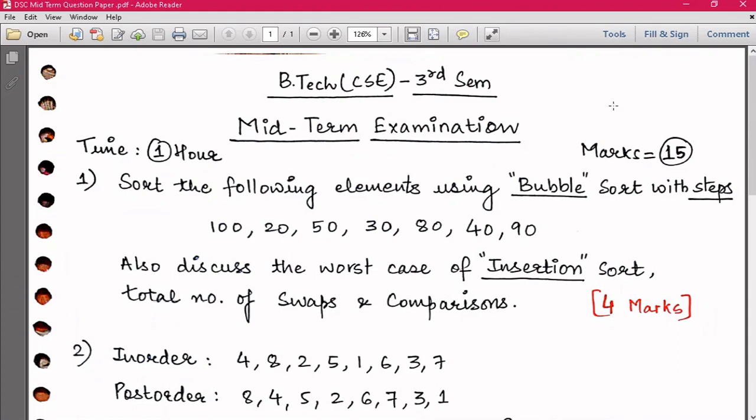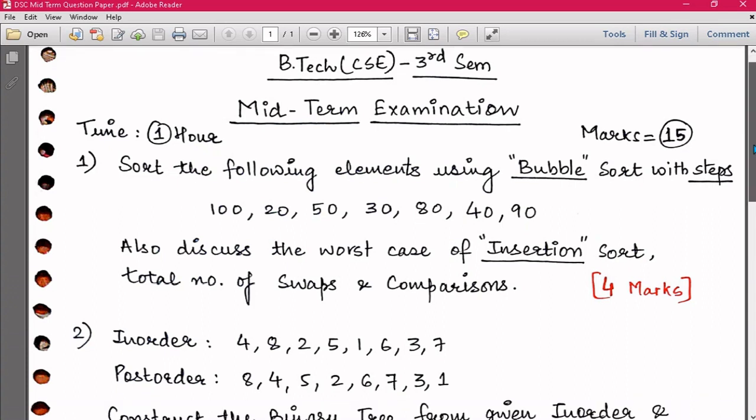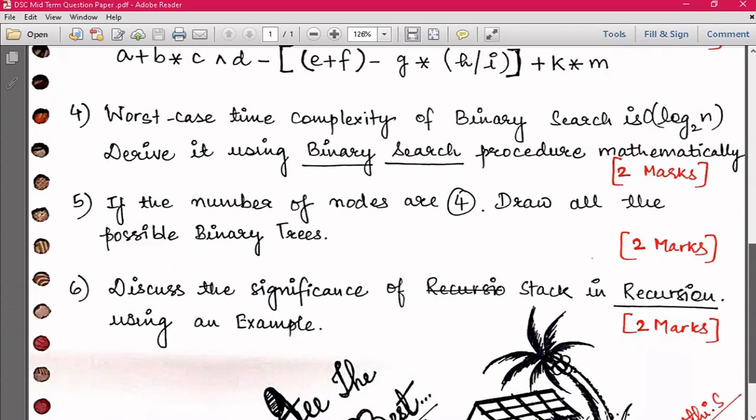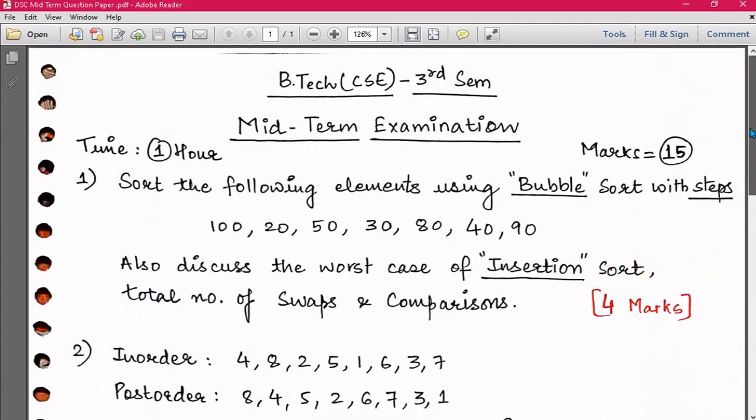Hello everyone. Let's discuss the midterm examination paper of data structures. Now here, this is a 15 marks midterm paper in which we have 5 questions, 6 questions, right? And all of them are compulsory. Along with every question, the marks distribution is given. Now let's see the first question.